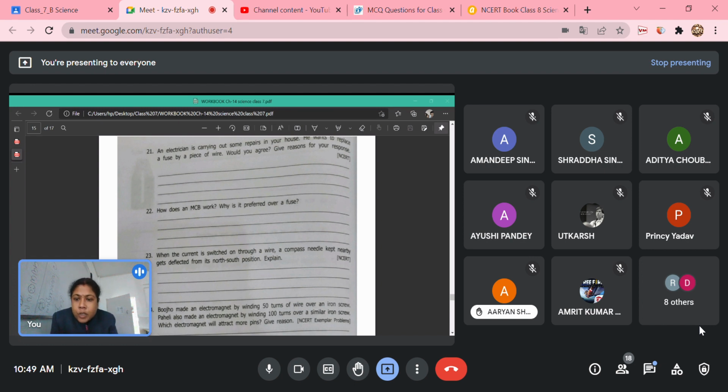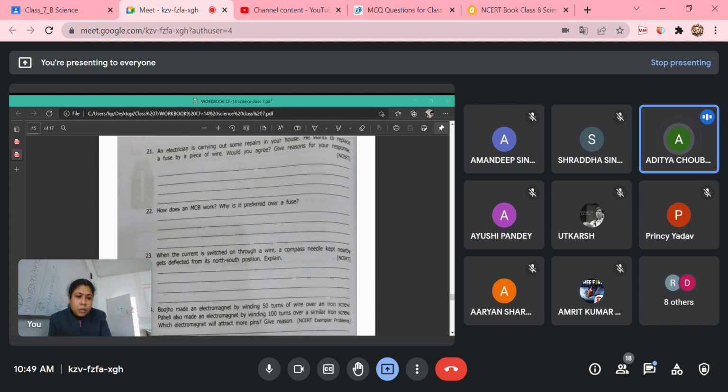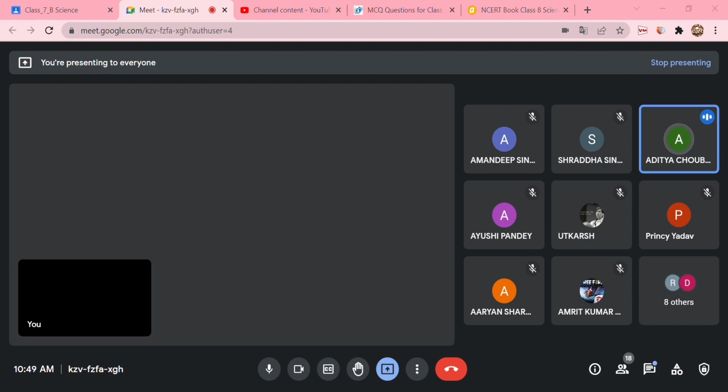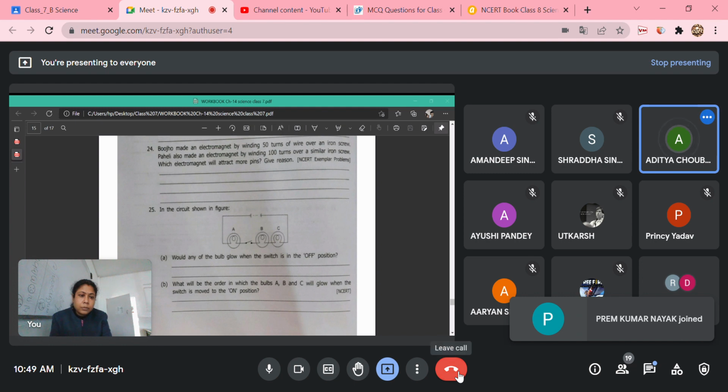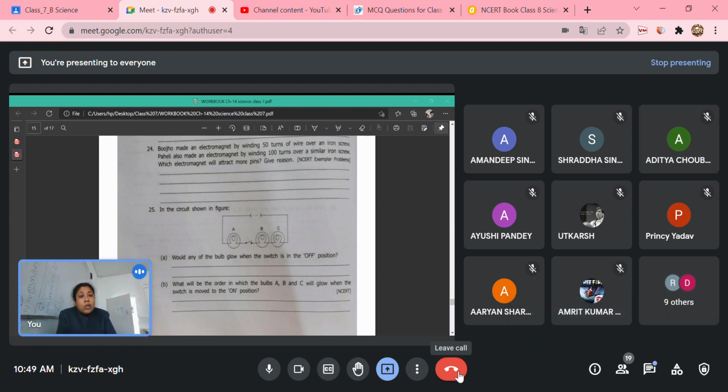Okay, next one. That also you just keep, Aditya, that is also from NCERT. Next one. Yes, ma'am. Bujo made an electromagnet by winding 15 turns of wire over an iron screw. Paheli also made an electromagnet by winding 100 turns over a similar iron screw. Which electromagnet will attract more pins? Give reason. That also we have discussed.